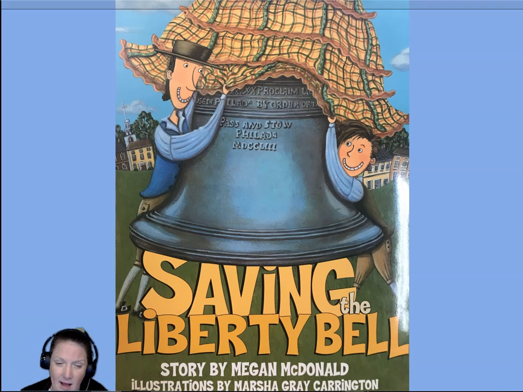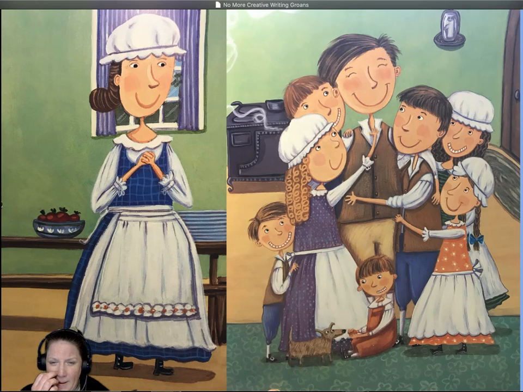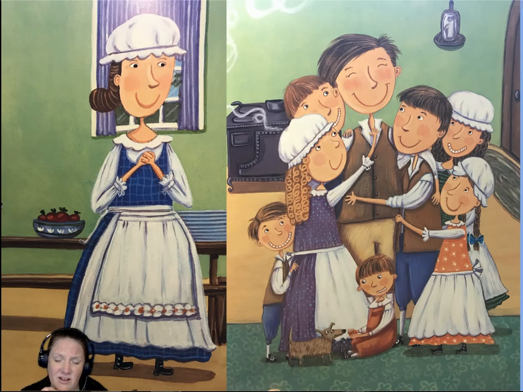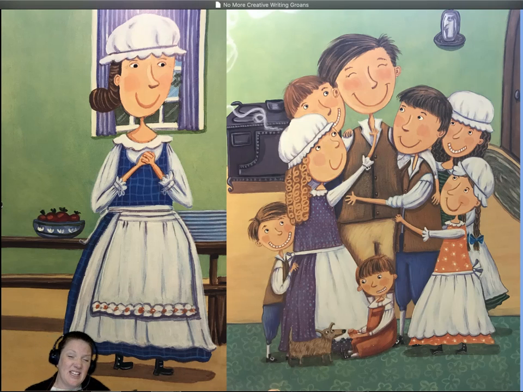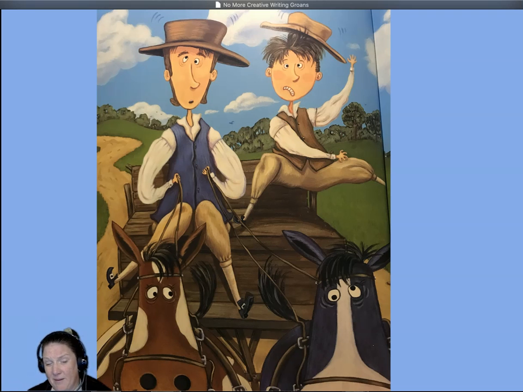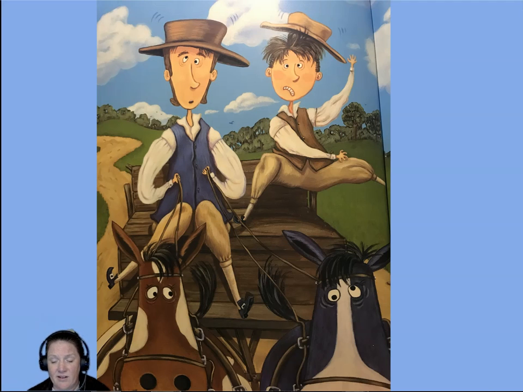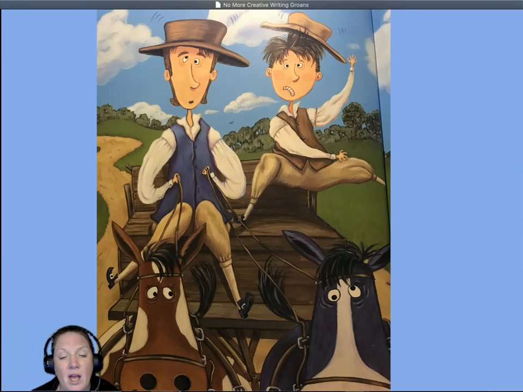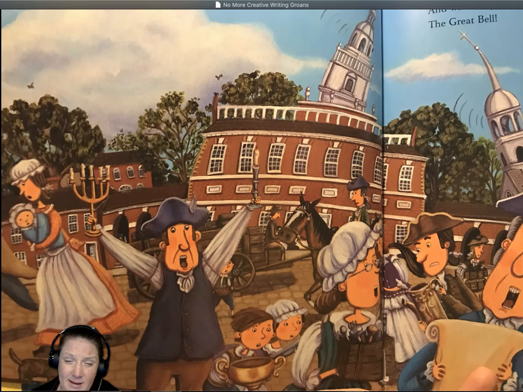So, Saving the Liberty Bell, I'm just going to show you a few pictures. The boy and dad, you can see it's a big family. And there's mom. They lived back in 1776, and they had the Liberty Bell. It was there in Philadelphia. And so one night, they headed out, but it was starting to get light anyway. Okay, so they have these horses. So I decided to use this story and one of these horses as my character.